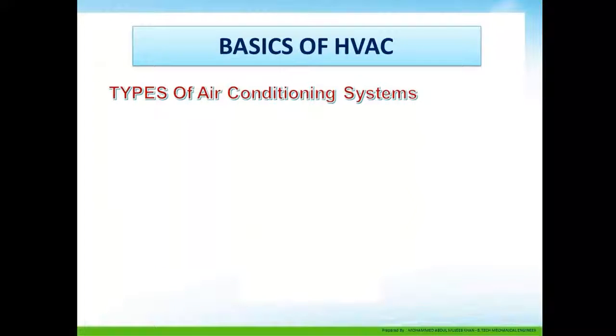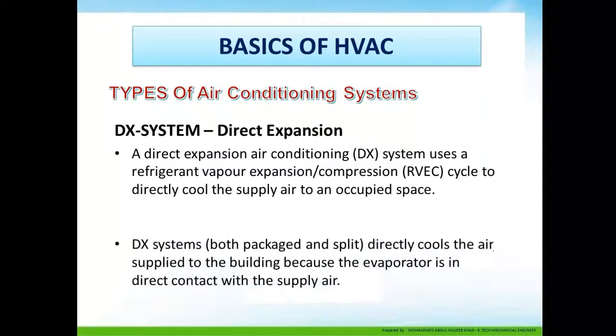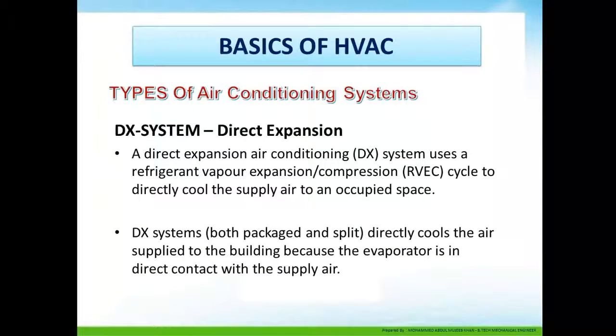Types of air conditioning system. The basic type of air conditioning system is DX, direct expansion. A direct expansion air conditioning system uses a refrigerant vapor expansion compression cycle directly cooled by supply air to an occupied zone. A DX system, both package and split, directly cools the air supplied to the building because the evaporator is in direct contact with the supply air.